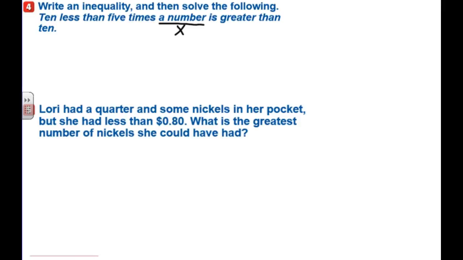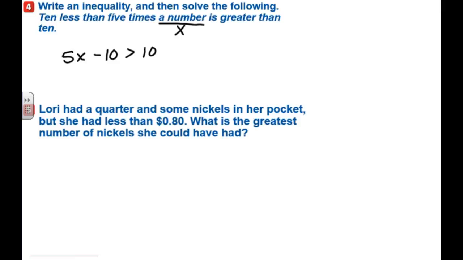So it's the variable. We want 10 less than 5 times a number. Now, 5 times a number is 5x. And 10 less than 5 times a number is minus 10. And then the words "is greater than" looks like that, because that's what that symbol means, is greater than 10.